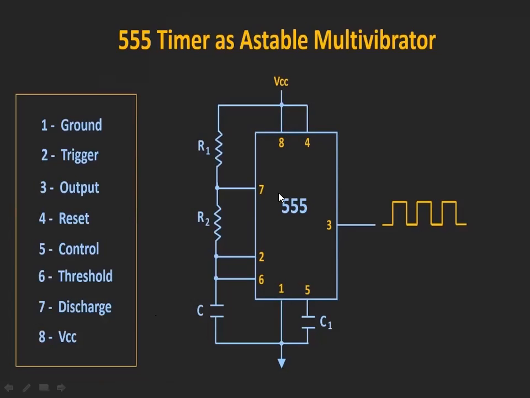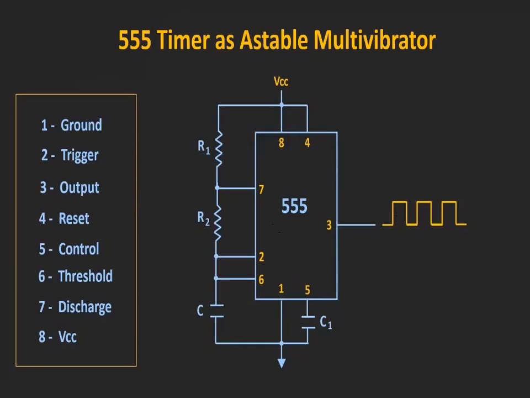Next, we are going to take the output across the third pin, as we have discussed in our last class. And the fifth pin is the control voltage. We are connecting this control voltage through a capacitor to the ground. And then, what are the pins we are going to consider here for the 555 timer to act as an astable multivibrator?